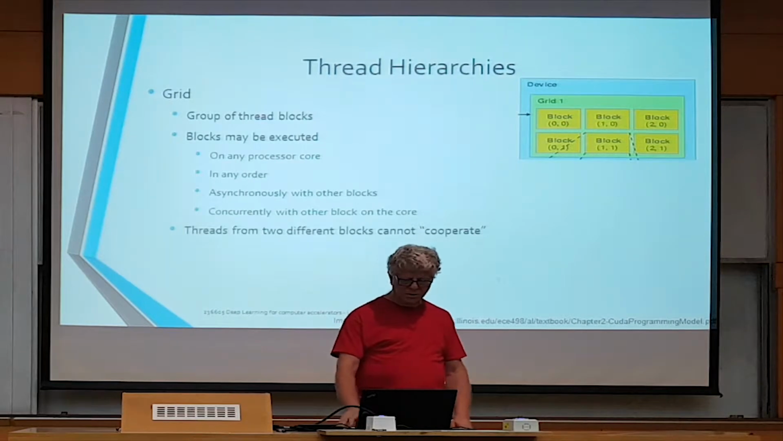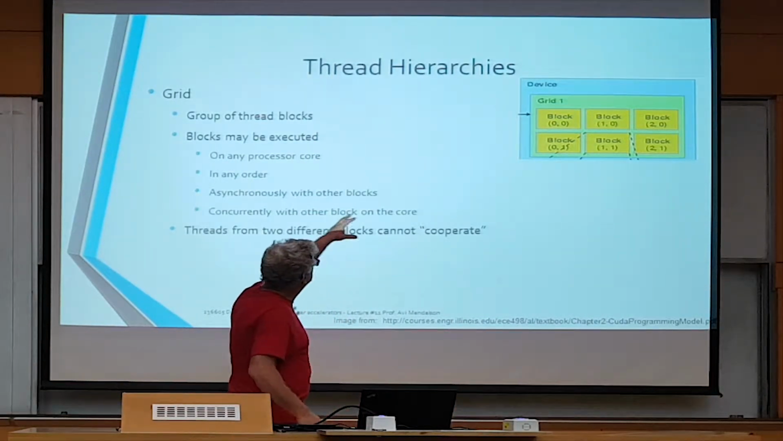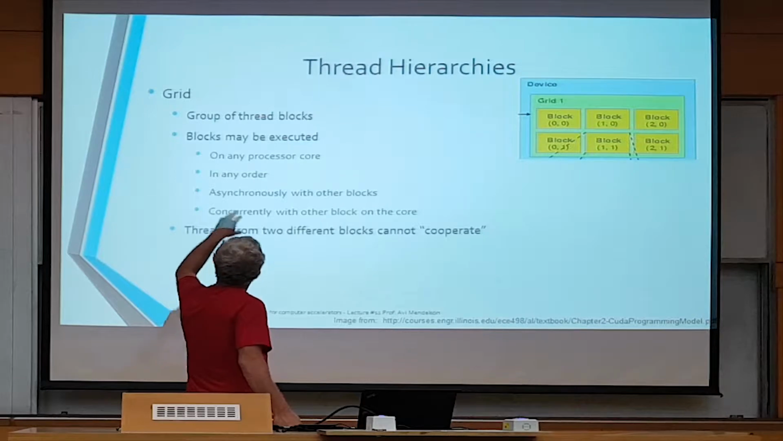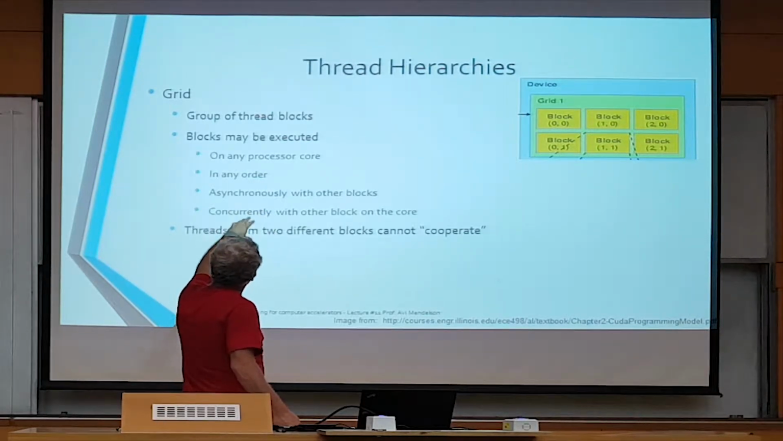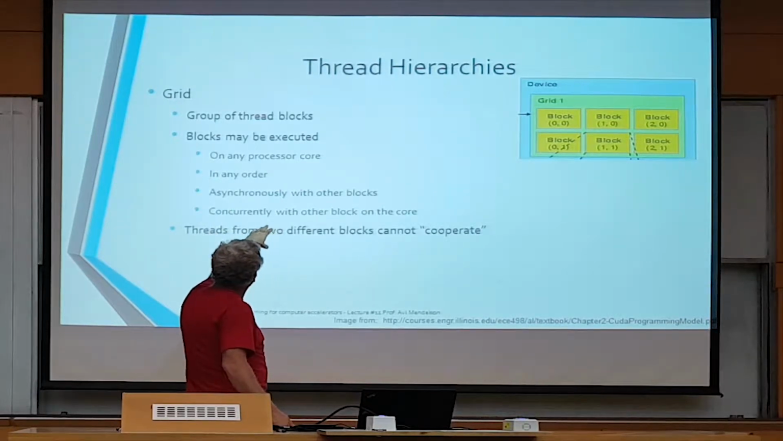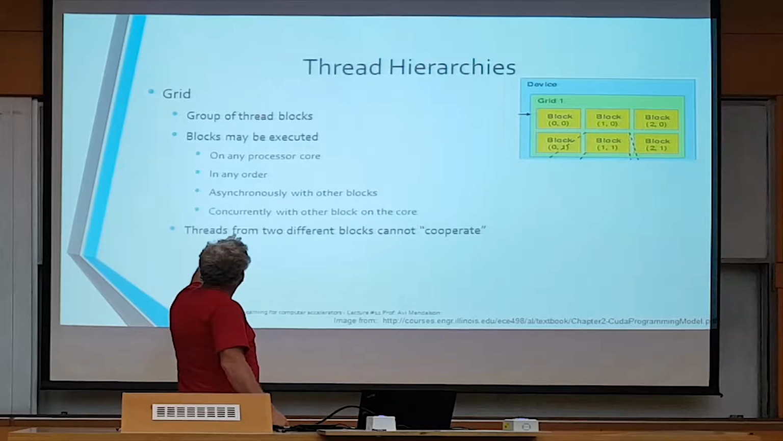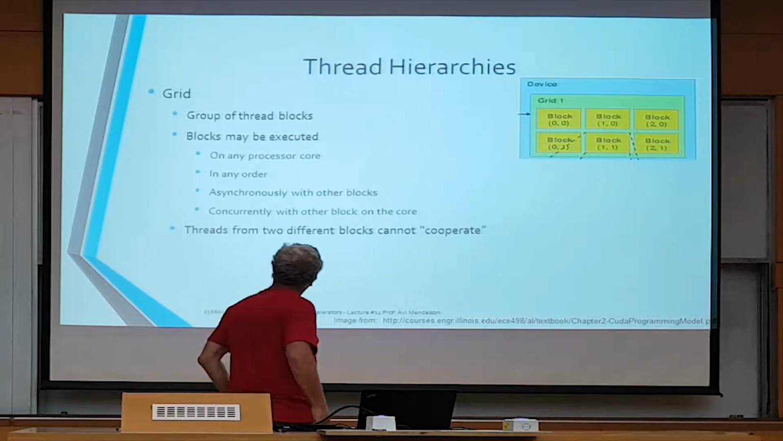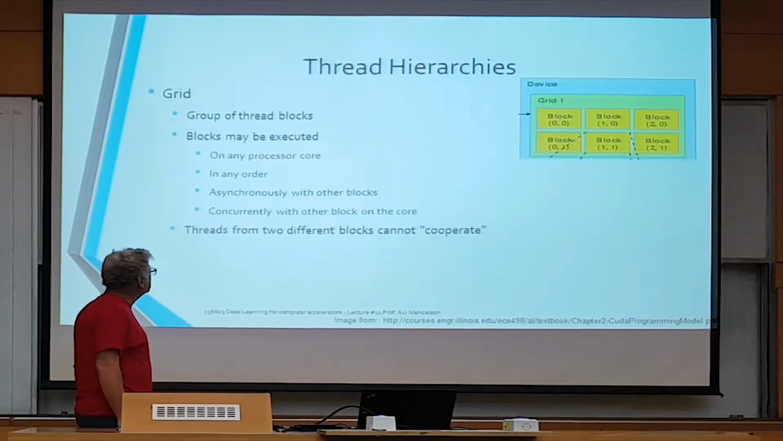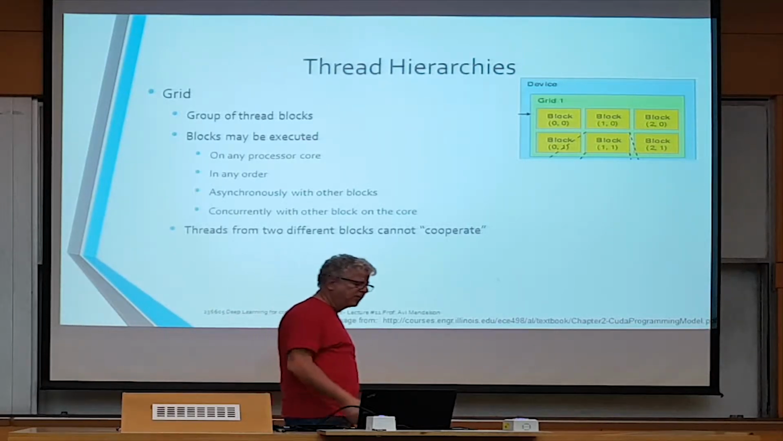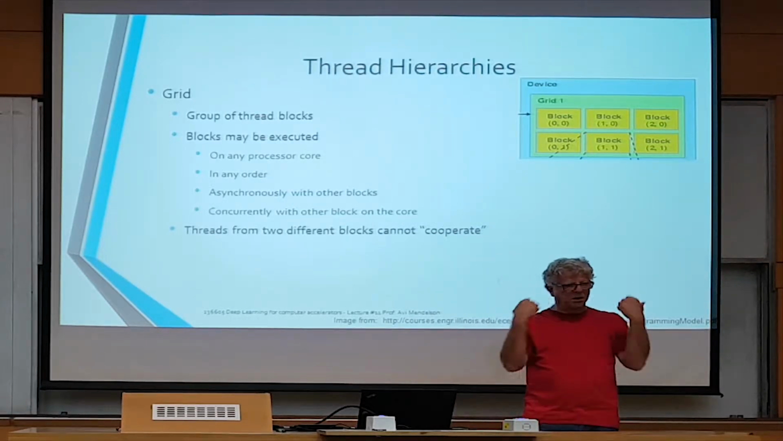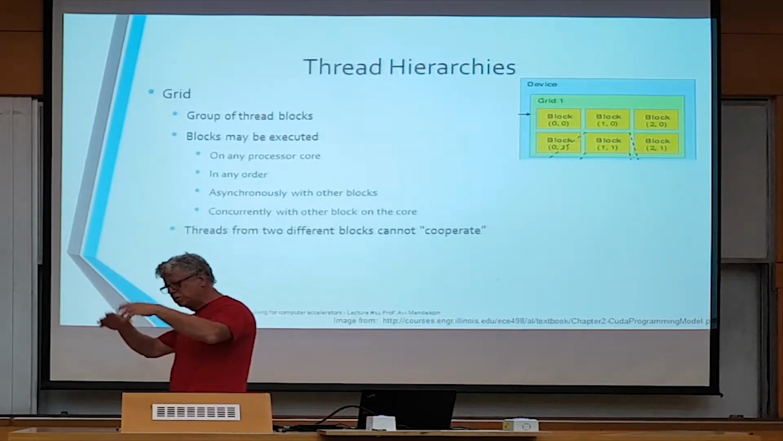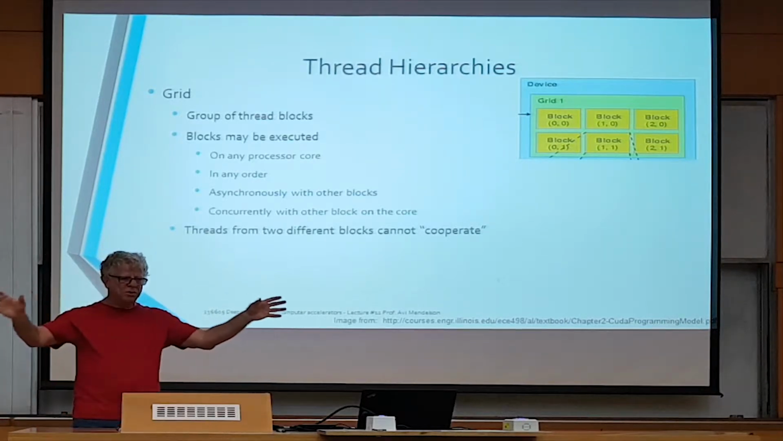Sorry for doing it fast, so let's go back. In the device we have a grid, which is divided into blocks, and a grid is a group of thread blocks. Thread blocks may be executed on any processor core in any order and asynchronously with other blocks. So I have no notion of who will run first or who will run later, concurrent with other blocks on the core, which means that if, for example, I want to read something from the device, suppose that I want to do some operation, the operation will be divided into blocks.